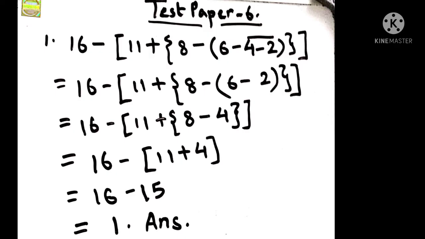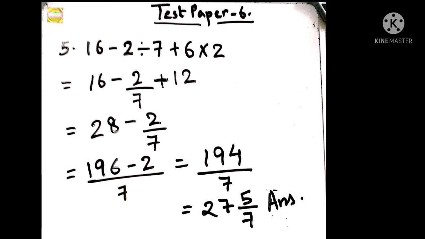Okay. Next we will solve from test paper 6. So see this question, 16 minus 11 plus 8 minus 6 minus 4 minus 2. So 4 minus 2, here it is a vinculum, so we will solve it first. So 4 minus 2 is 2. Then we will solve the small bracket, 6 minus 2, we get 4. So we write it as 16 minus big bracket 11 plus middle bracket 8 minus 4. Again we solve the curly brackets, we get 4. So we write it as 16 minus in big bracket 11 plus 4. That is 16 minus 15 is equal to 1.